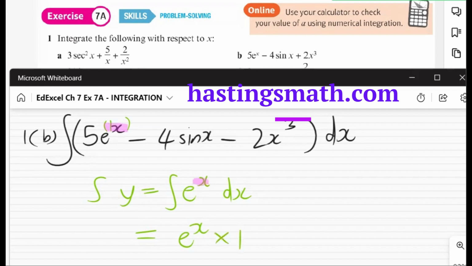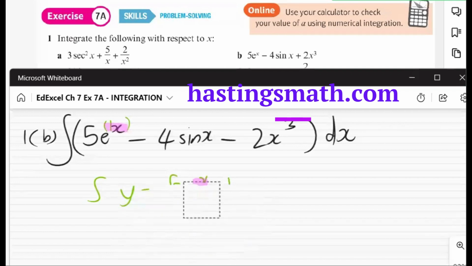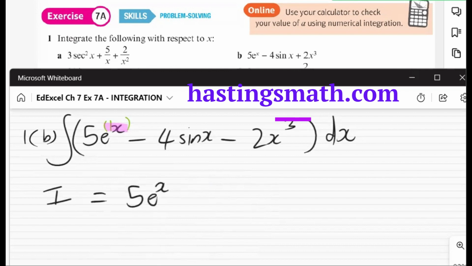You bring down the constant. So if this was a 5, we have 5. All right, so e to the x functions stay the same. The special property of e to the x is that the first derivative is exactly the same as the original function. So that sorts out the first term.